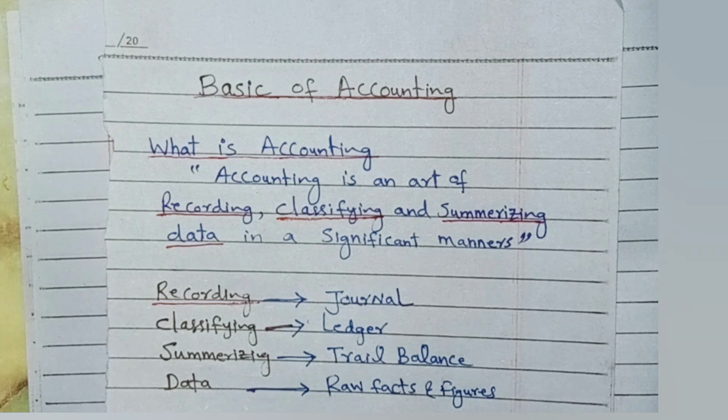Okay, I will again explain with you the definition of accounting. Accounting is an art of recording, classifying, and summarizing data in a significant manner. It means we will record the data in journal, then we will make the ledger, and then we make the trial balance. Okay, what is the journal?